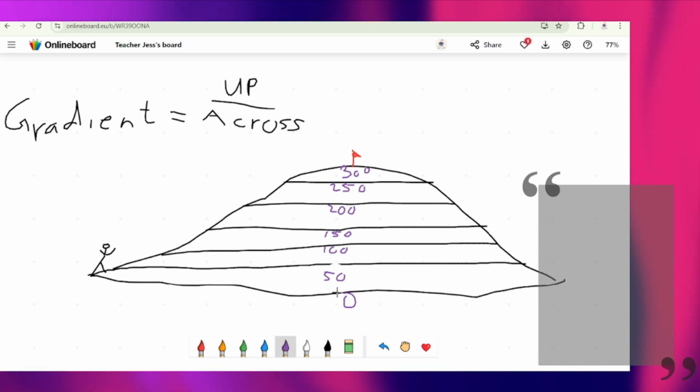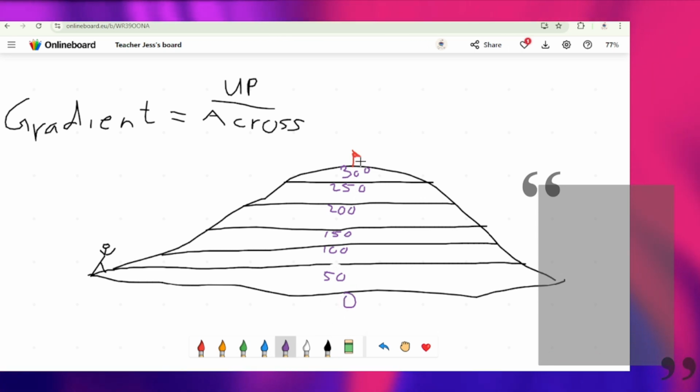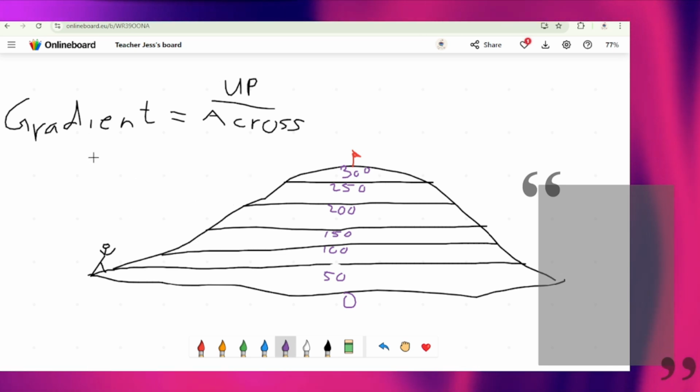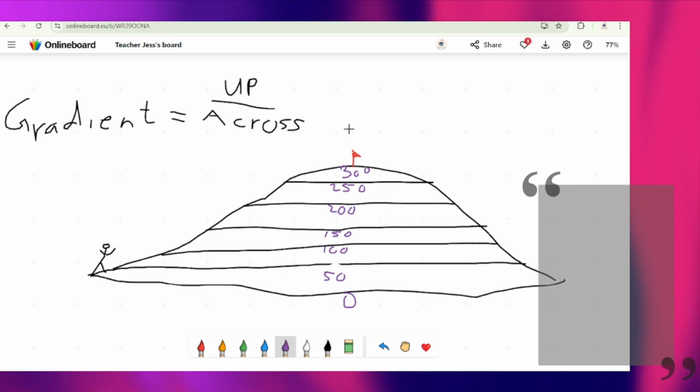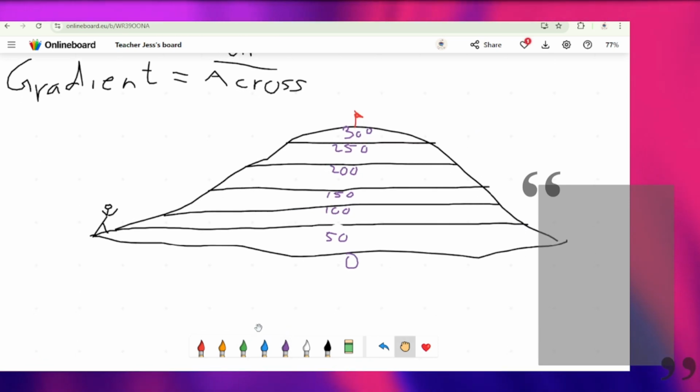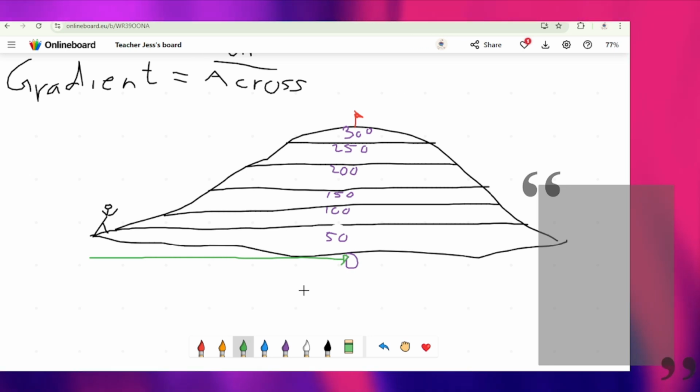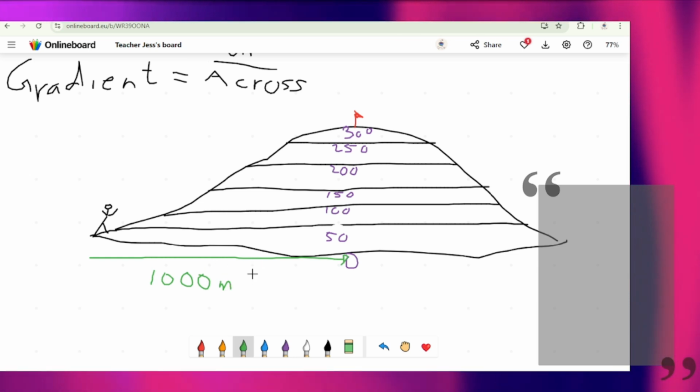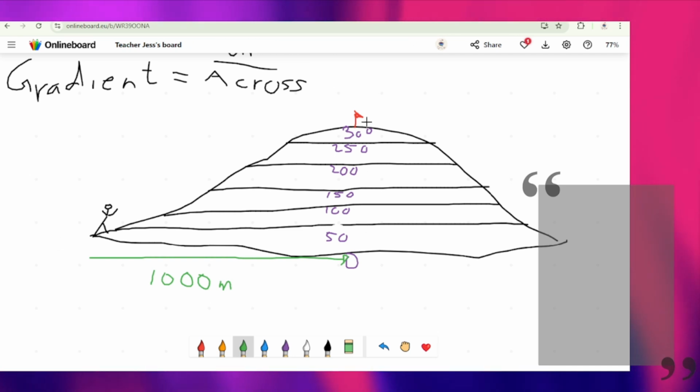So we can see that from his starting point to the red flag, he is going to go up 300. And as he hikes up here, he is going to be moving across. He's going to be moving from this side to that side. Right? So let's just make up a number for across. So let's say he is moving across 1,000 meters. I'm going to add the units in over here because it will actually come around at the end again. He goes across 1,000 meters, and as he goes across 1,000 meters, he also goes up 300 meters.